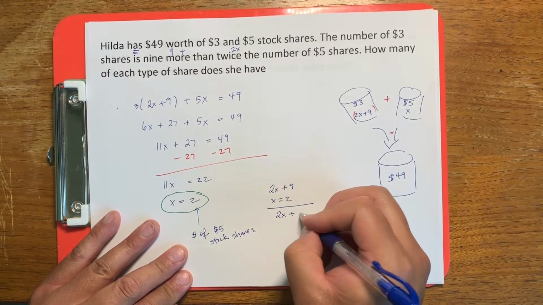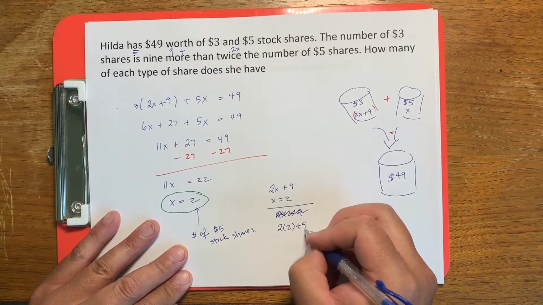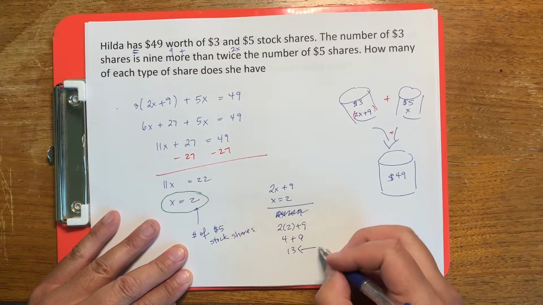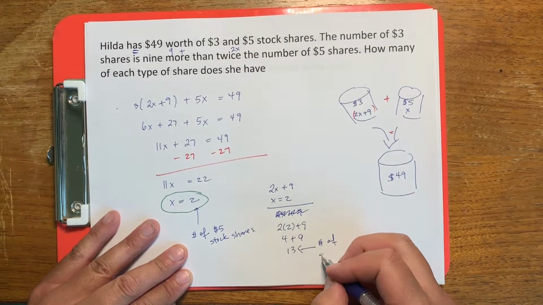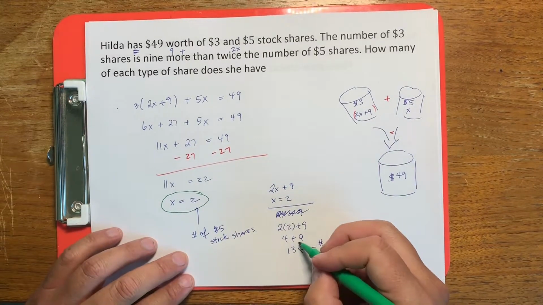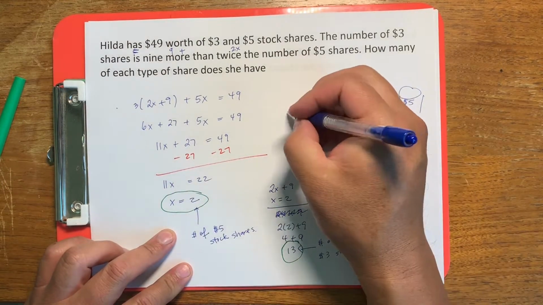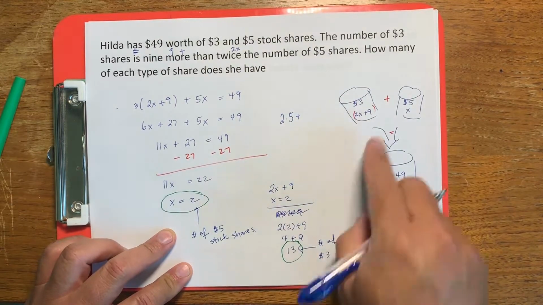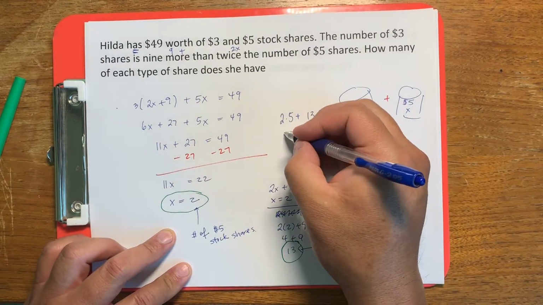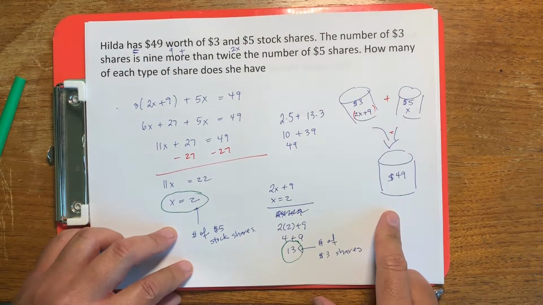So we get 2x plus 9. Oops, I'm sorry. Let's plug in the 2. 2 times 2 plus 9 is equal to 4 plus 9 is equal to 13. And that right there is the number of $3 shares. And then if you double check it, you can say 2 times 5 plus 13 times 3 should give us 49. And it does. 10 plus 39 is 49, and that checks out. That's a correct answer.